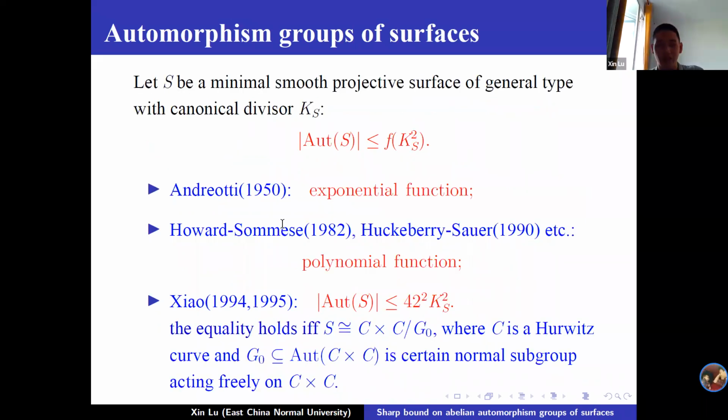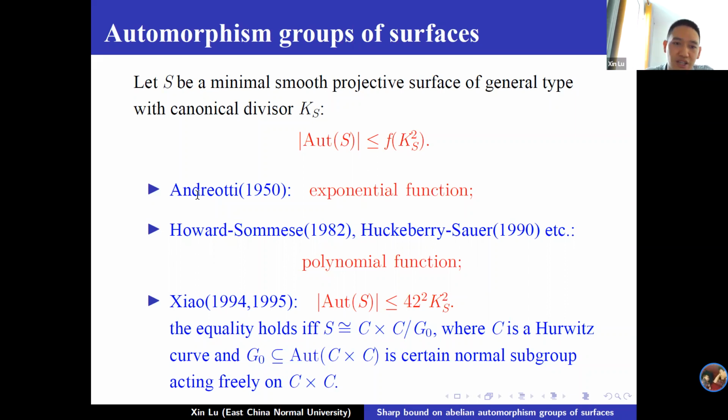Okay, so now let's go to the automorphism group of surfaces. Let S be a minimal smooth projective surface of general type, and here K_S is its canonical divisor. Here we want to get an upper bound for the size of the automorphism group of S, which is given by some function in the self-intersection number of K_S. The self-intersection number of K_S is also called the Noether number, or the volume, of S.